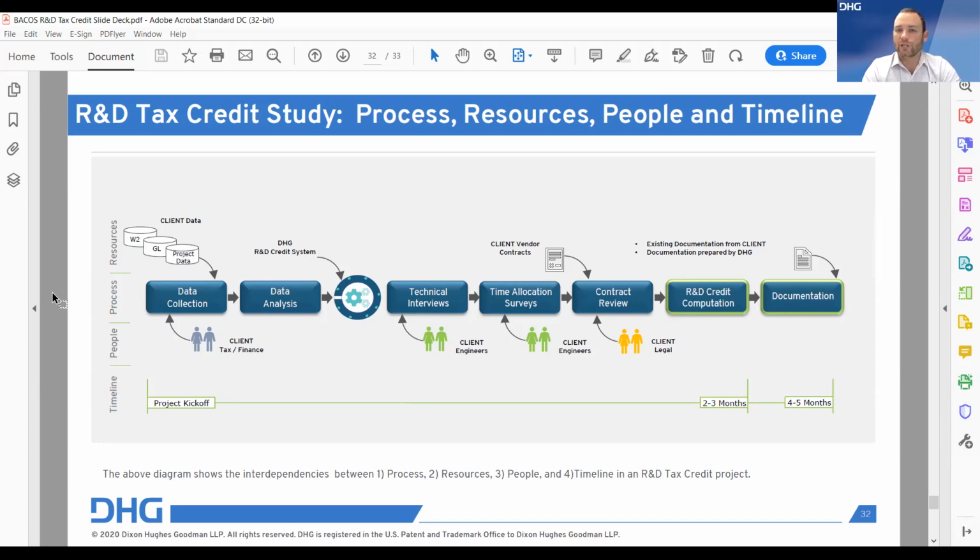We will review some legal agreements such as contracts and SOWs between customers and third parties, and then we go through the process of actually claiming the credit on the back end, as well as getting the documentation put together to have ready in case this were ever to be audited by the IRS or a state taxing authority.